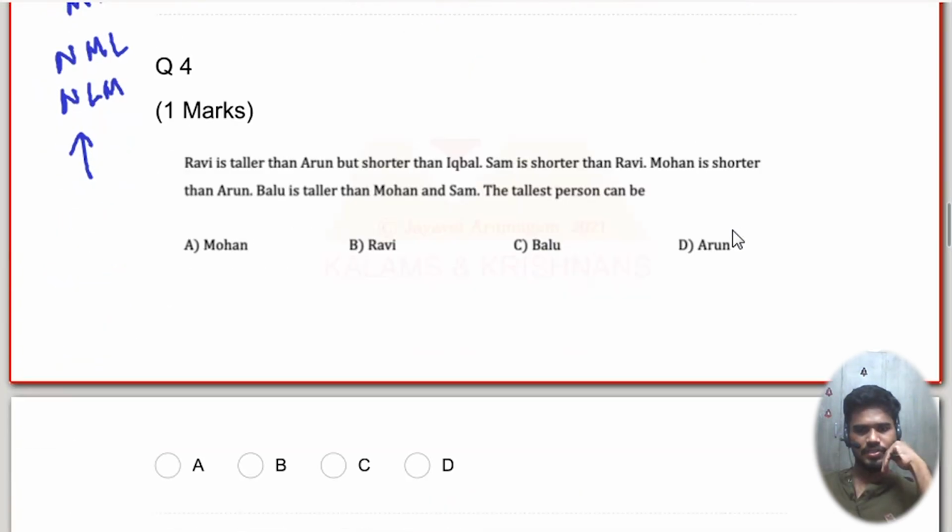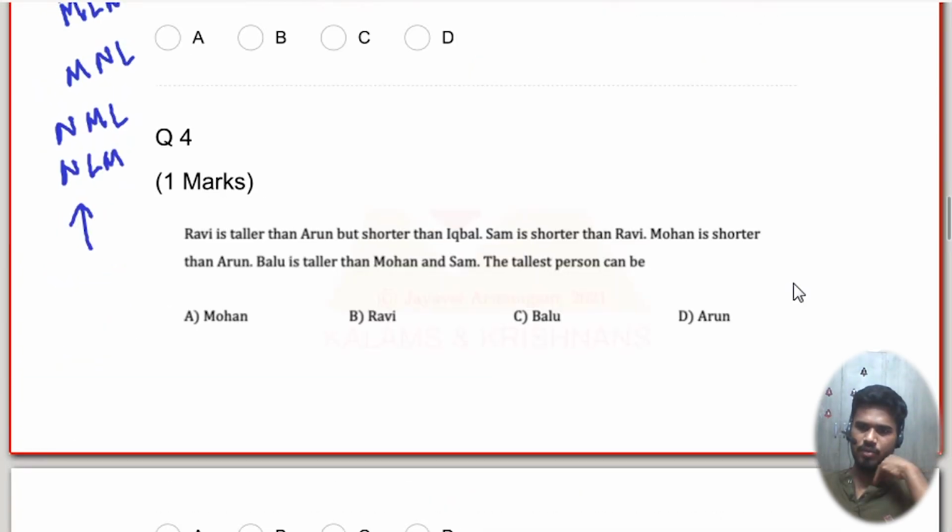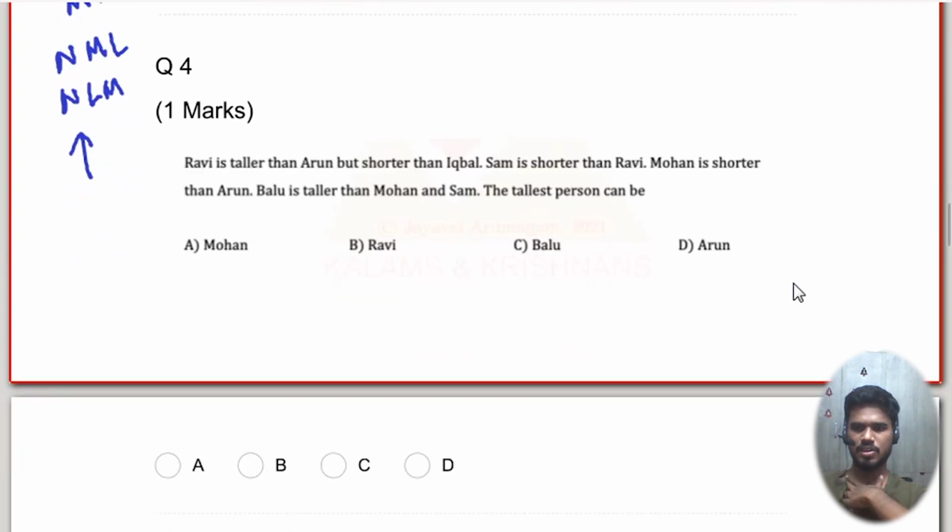Question here. Ravi is taller than Arun, but shorter than Iqbal. Sam is shorter than Ravi. Mohan is shorter than Arun. Balu is taller than Mohan and Sam. The tallest person can be... Quickly, what is the answer for this? Again, it helps to visualize things. What is the answer?